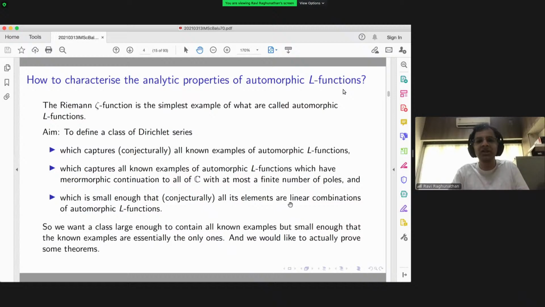And we would like to actually prove some theorems. Obviously, if you make the class too general or too large, it will be difficult to establish any kind of theorem. On the contrary, if the class is too small, which I believe is a problem with some of the existing classes, then one is excluding a lot of known examples. So let me just very briefly remind you of some known examples, essentially for some of the students who are attending.